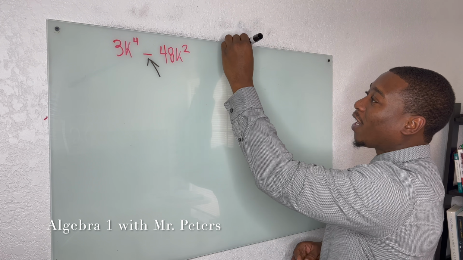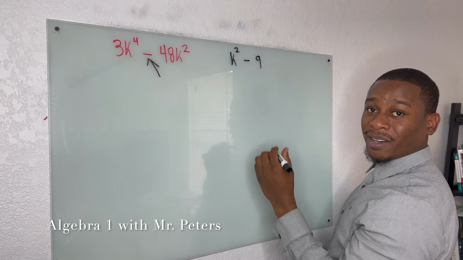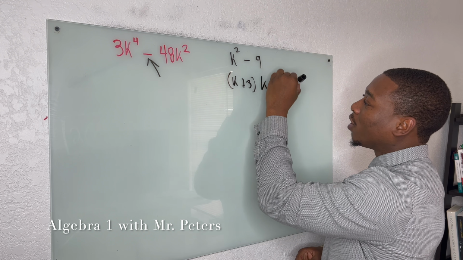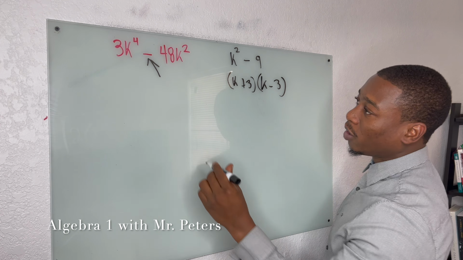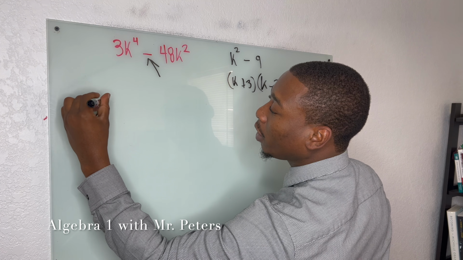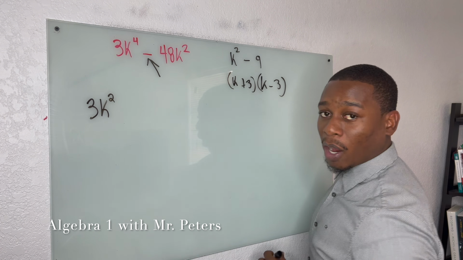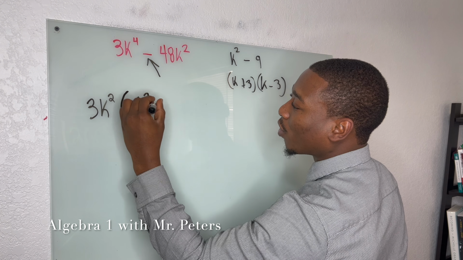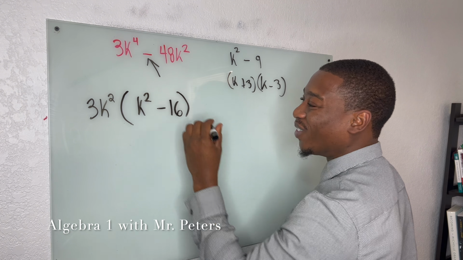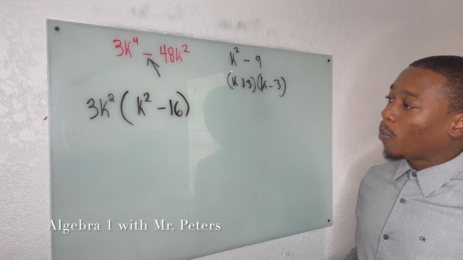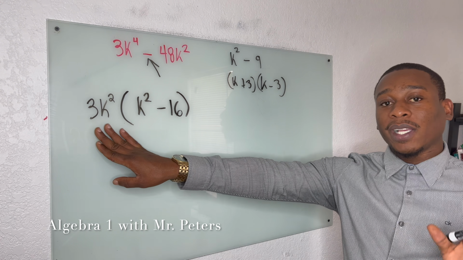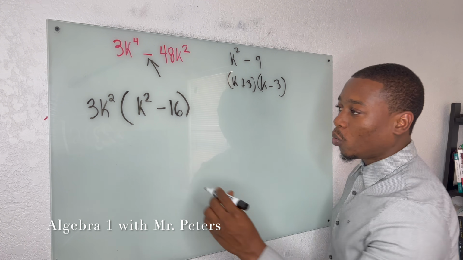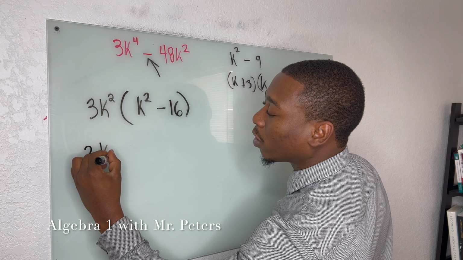So instead of k squared minus 9, right, k plus 3 times k minus 3, they try to make it more complicated. So we're going to pull out 3k to the second power, right? Once we do that, we have k squared minus 16 in the middle. So like I said in the last problem, we're not paying attention to 3k squared anymore, right? It's going to stay on the outside of the parentheses. It's not going anywhere. But now we focus on the inside.